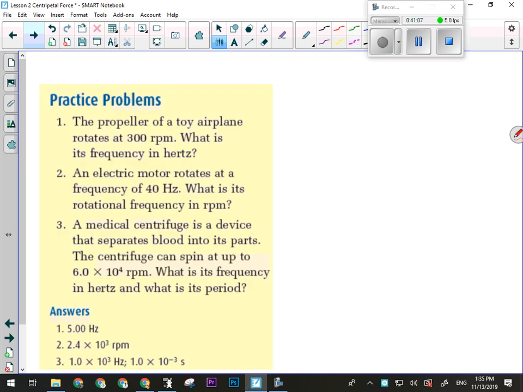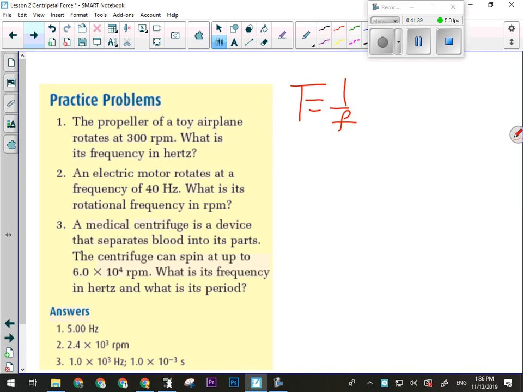All right, quick review here from the other day. We talked about this relationship: period equals 1 over f. What does f stand for? Frequency. Okay, so question number 1 here says the propeller of a toy airplane rotates at 300 rotations per minute. So that's a frequency, right? It's revolutions per time interval. They want the frequency in hertz. This is in revolutions per minute. We want to get it in hertz, which is revolutions per second. What do I divide that by?